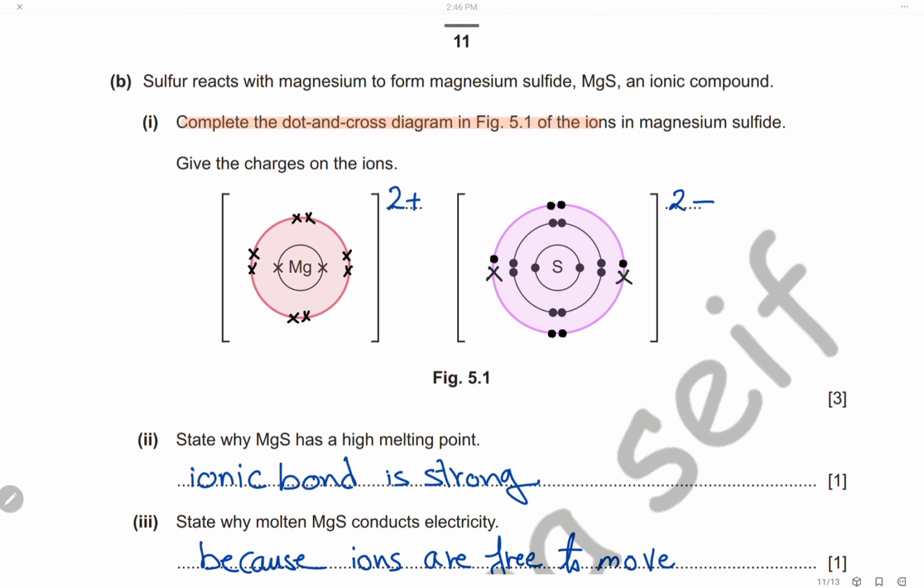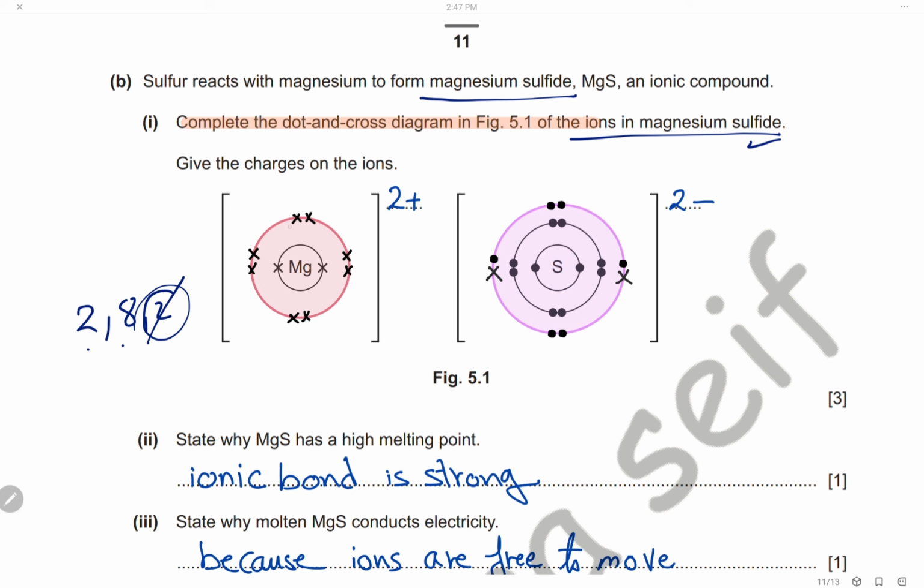Sulfur reacts with magnesium to form magnesium sulfide. Magnesium sulfide is an ionic compound. Complete the dot and cross diagram for the ions of magnesium and sulfide ions. Magnesium is in group 2. It has 12 electrons, 2, 8, 2. When it reacts, it forms a positive ion. It loses these 2 electrons. So the electronic configuration of the magnesium ion will be only 2, 8.